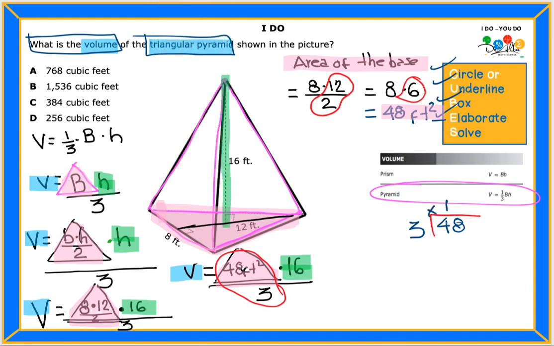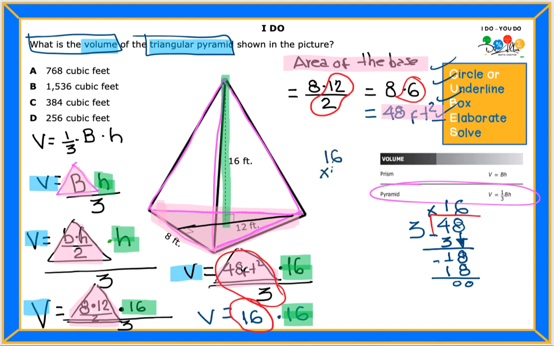3 times 1 is going to be a 3. We subtract 4 minus 3, that's a 1. We're going to bring down the 8. And 3 times 6 is 18. Great. We're going to have no remainder. So, for volume here, I'm going to say 48 divided by 3 is going to be 16. And I got this 16 from dividing 48 by 3. And then times 16, but the 16 is because of the height. So now I just have one more multiplication to do. I'm going to do it on the side.